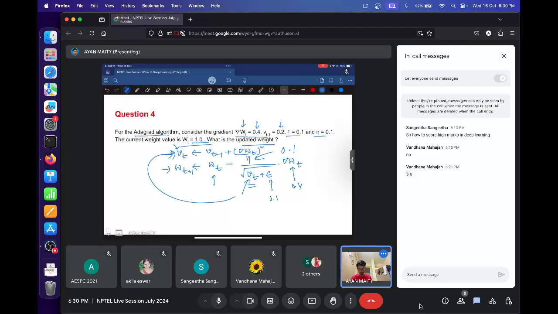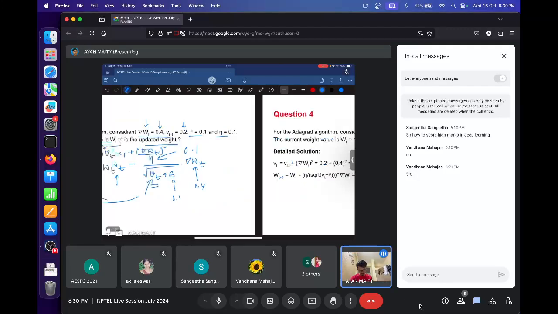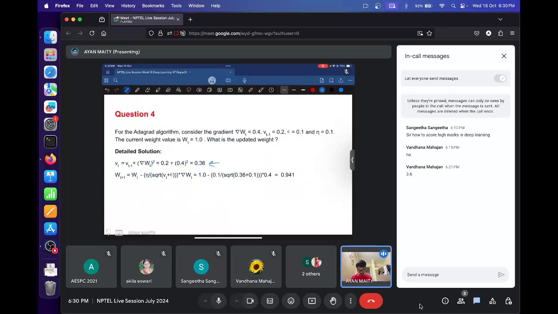If we input all these values, we will see that Vt first comes out as 0.36 and then Wt plus 1 comes out as 0.941. So you just have to remember these two expressions for Vt and Wt plus 1.